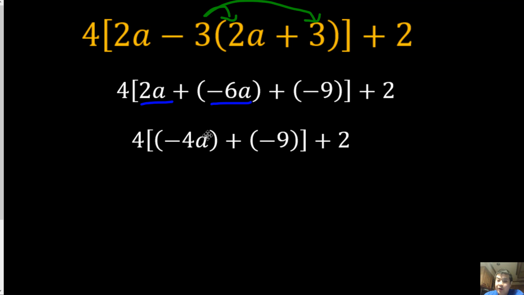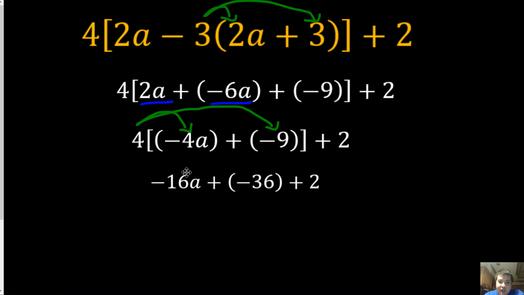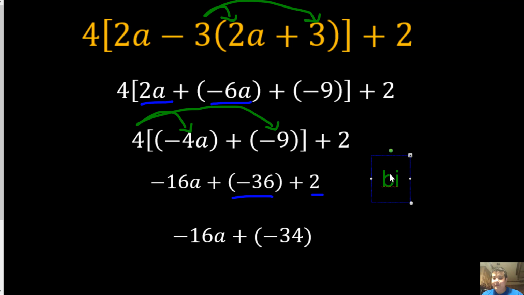We are done inside the bracket because there are no like terms left, and so we're going to distribute using the 4 because we have multiplication and addition, and multiplication happens before addition, resulting in negative 16a and negative 36. And then we're going to again combine our like terms, negative 36 and 2, two constants here, which gets us negative a plus negative 34. And again, because we have 2 terms in here, our final answer is a binomial.